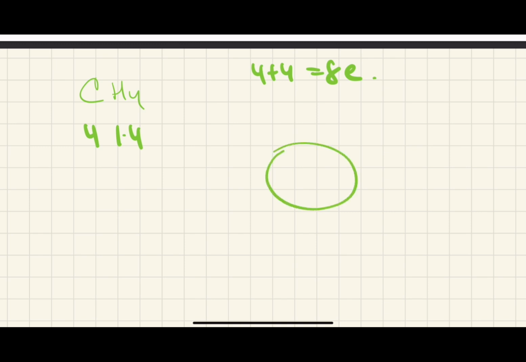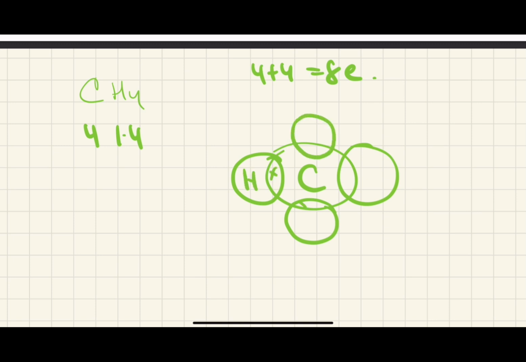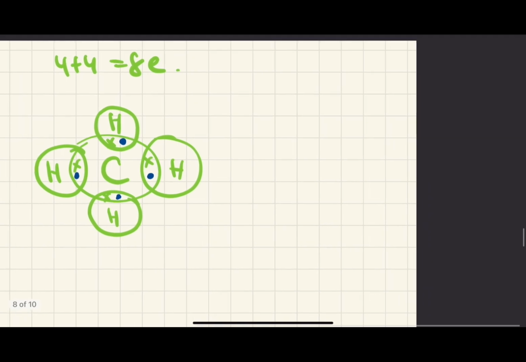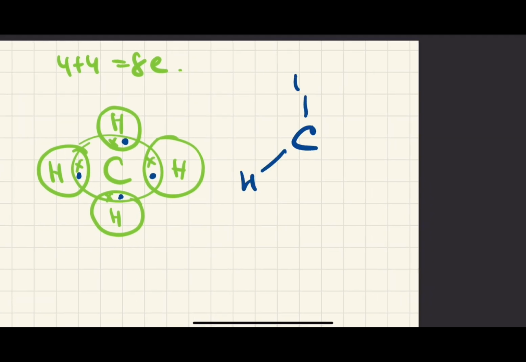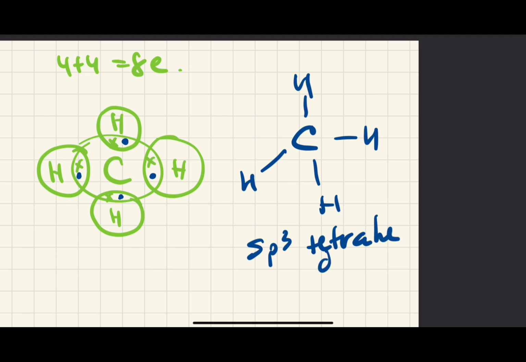So I'm going to put carbon in the center, and then hydrogens around it. For hydrogen, I'll put the cross, and for carbon, I'll put a dot. 1, 2, 3, 4. The octet is complete for the carbon. The structure will look like this. Now you have 4 sigma bonds on carbon. That means it is sp3, and the shape is tetrahedral. Now I'm going to show you an easier way to do this.